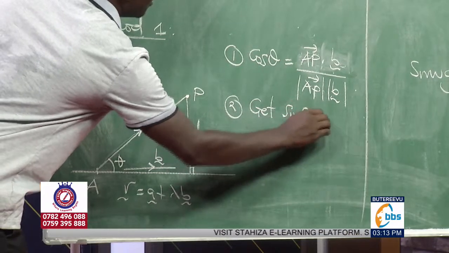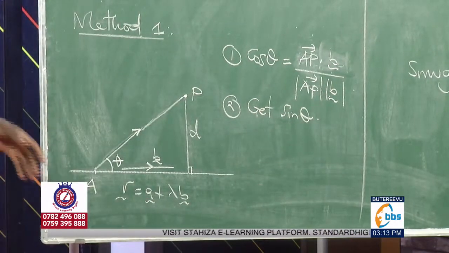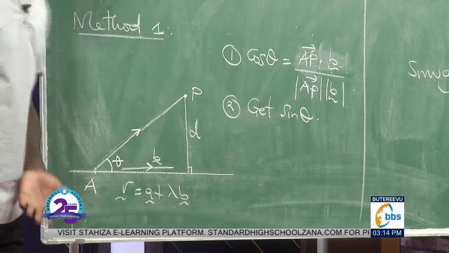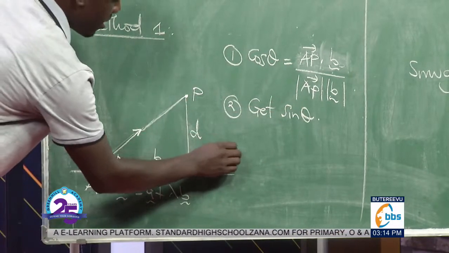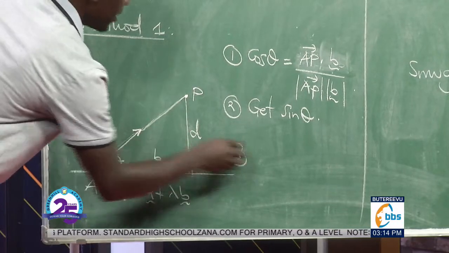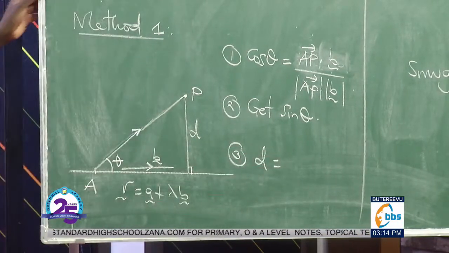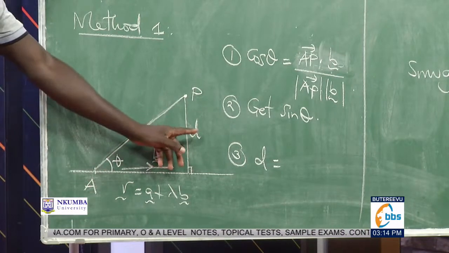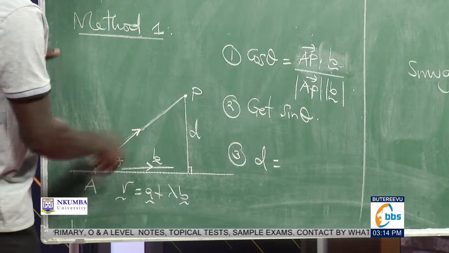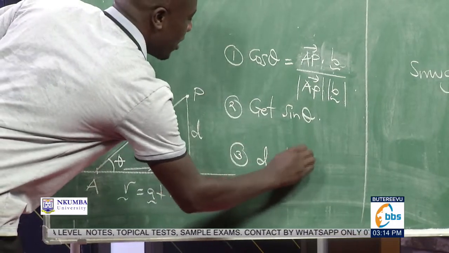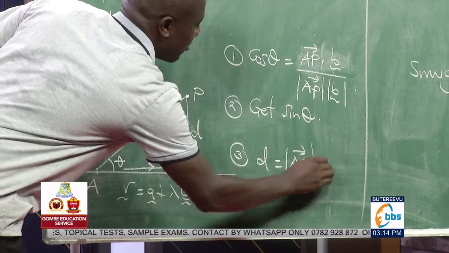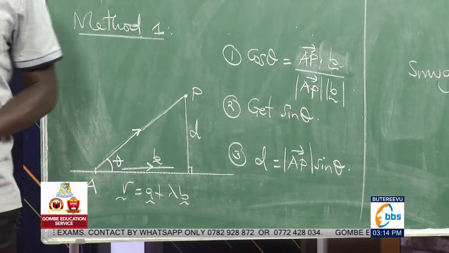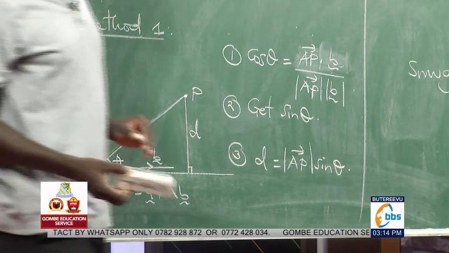There are many ways you can get sine theta. You can draw the triangle, use SOHCAHTOA, and get sine theta. We don't need the angle, we need the sine of theta. And then three, to get the distance d, using your SOHCAHTOA, d is going to be the magnitude of AP times the sine of theta. That was one method.